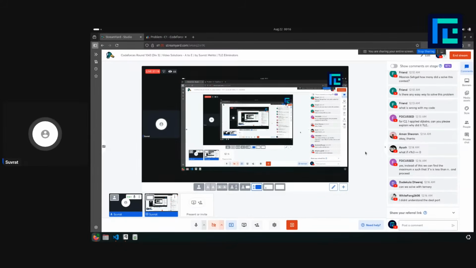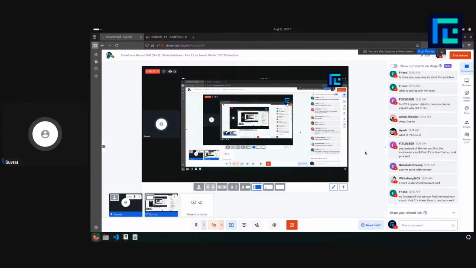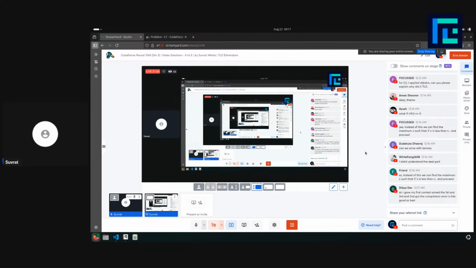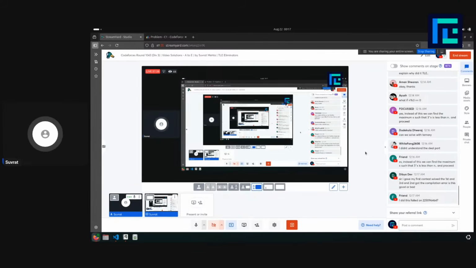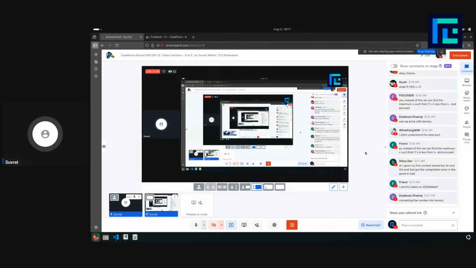I didn't understand the deal part. Yes, instead of this, we can find the maximum x such that 3 to the power x is less than n and proceed. Yes, you can do that. Sir, I gave my first contest, solved the first and third and second got the compilation error. Is this good or bad? Well, it's your first contest, so it's good. I did this failed on 22509646. I can't debug everybody's code, guys. You can put that in the comments.